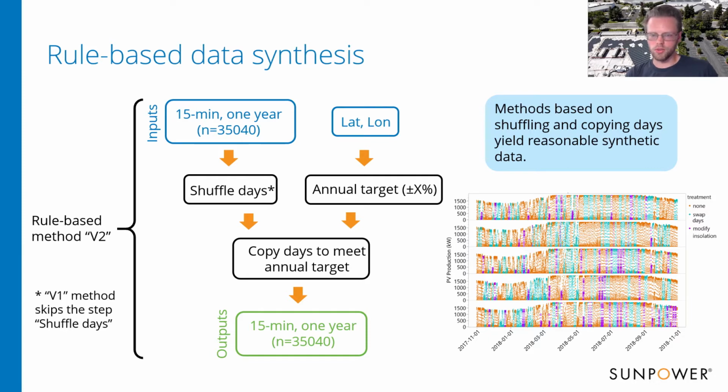The last step is to copy days in a way that meets the annual target that we set based on the location. And this is by copying higher insolation days over low and vice versa. Now the result of this is a wide set of output data files, basically as many as you want, and they're only determined by the random seed that goes into the algorithm. So I've got some examples here on the right showing data that was not changed by the method, data that was swapped, and data that was modified to meet the annual target. And these are all variants that we could use.